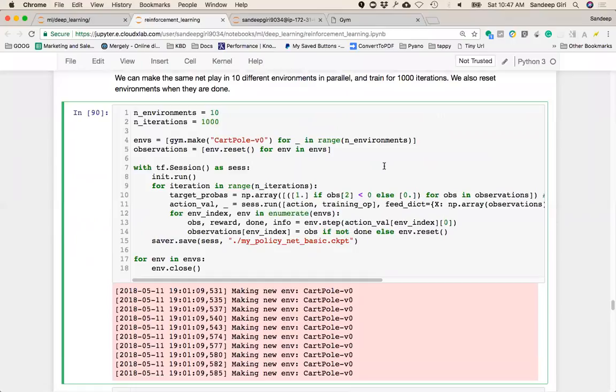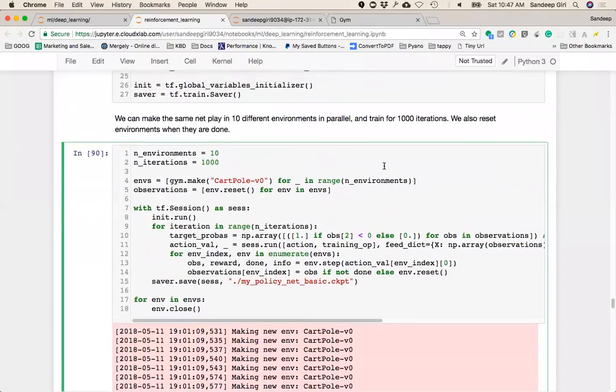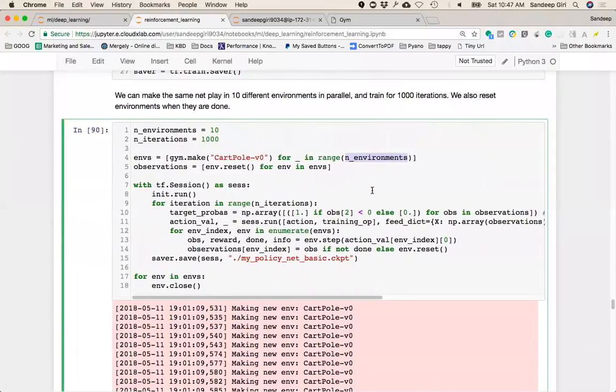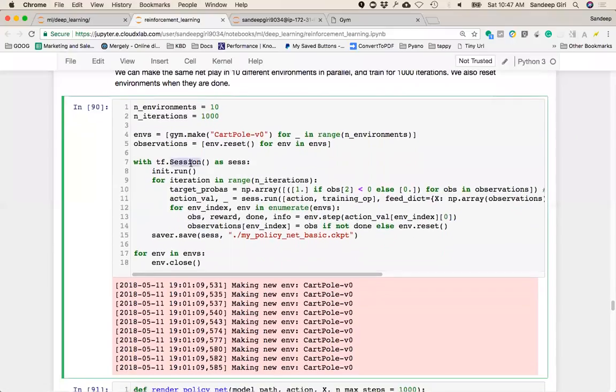Okay. Now here we are creating 10 parallel environments, and we are observing all 10 of those. So we can make the same net play in 10 different environments in parallel and train for 1,000 iterations. We also reset environments once they are done.